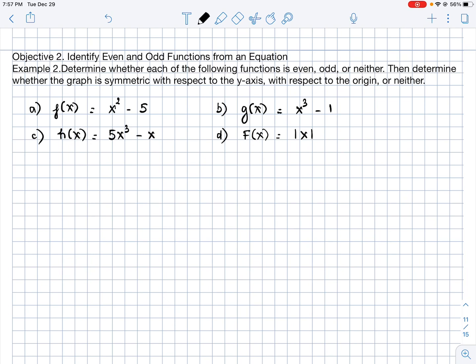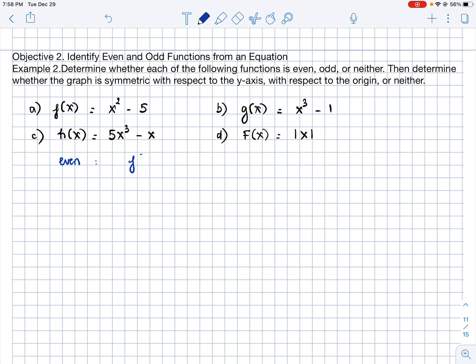Objective number 2, identify even and odd functions from the equation. Example number 2, we want to determine whether each of the following functions is even, odd, or neither. After that, we need to determine the graph is symmetric with respect to the y-axis, with respect to the origin, or neither.